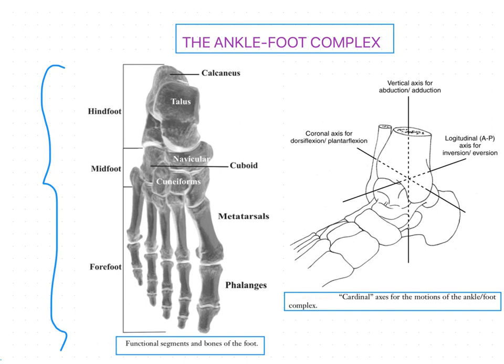Next comes the talocalcaneal or subtalar joint. Next are the talonavicular and calcaneocuboid joints, the 5 tarsometatarsal joints, 5 metatarsophalangeal joints and 9 interphalangeal joints. So these are the different kinds of joints seen in the ankle foot complex. And to facilitate description and understanding of the ankle and foot complex, the bones of the foot are traditionally divided into 3 functional segments, that is hindfoot, midfoot and forefoot.